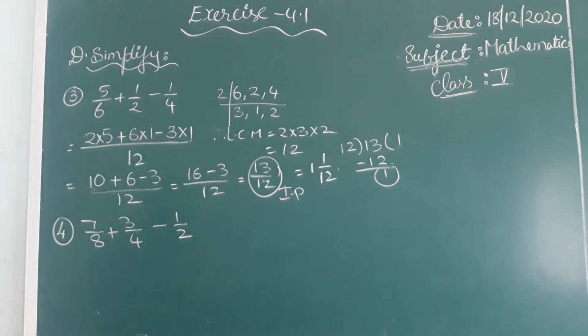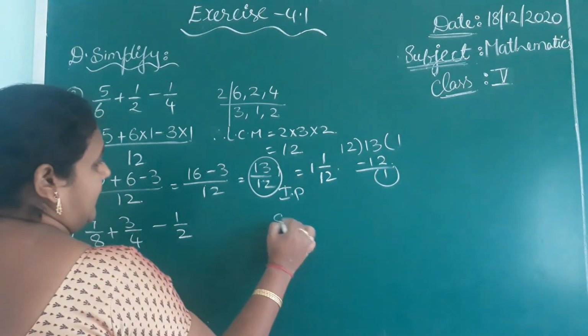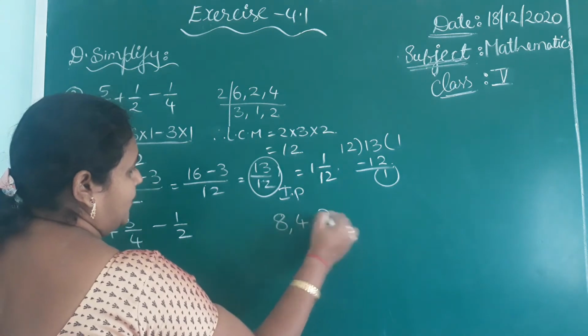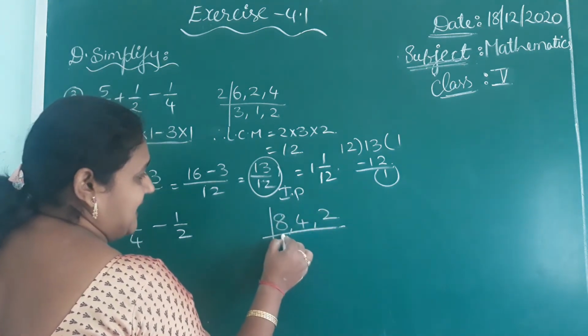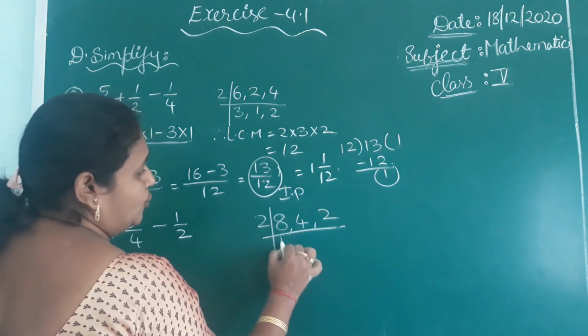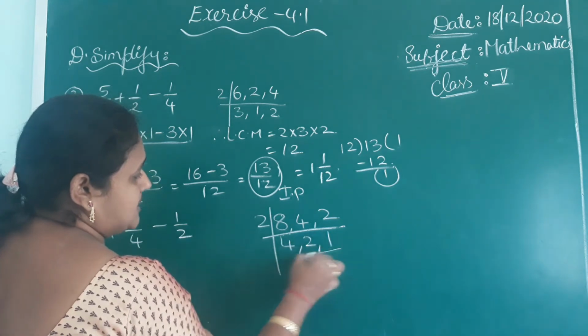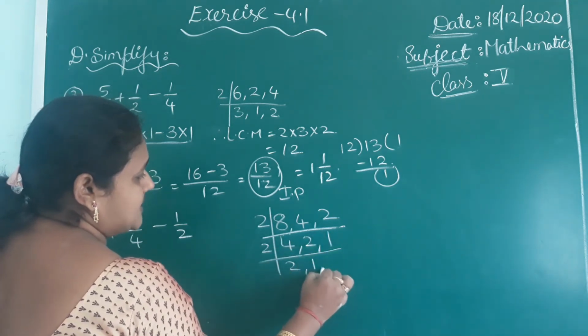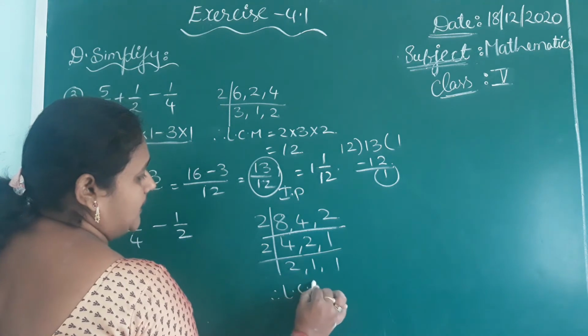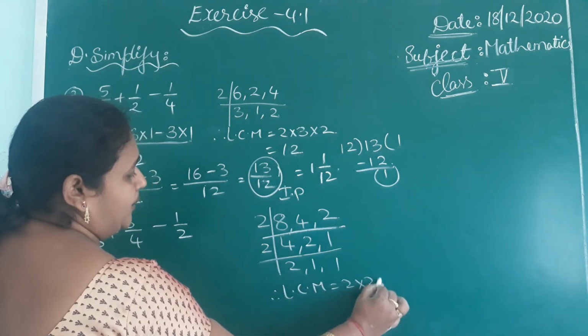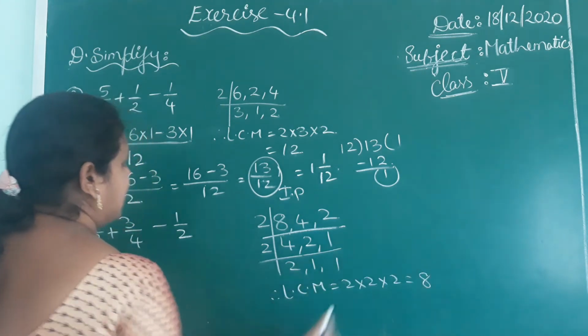Here, if you find the LCM of 8, 4 and 2, you will get 8 as the LCM, because 8 is a multiple of 4 and 2. 2 4s are 8, 2 2s are 4, 2 1s are 2, again 2 table, 2 2s, 2 1s and 2 1s. LCM equals 2 into 2 into 2, it's nothing but 8 is the LCM.